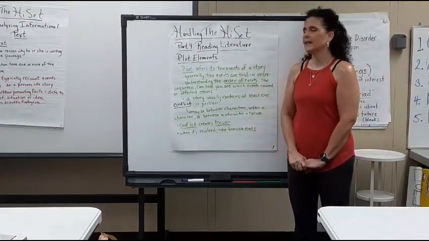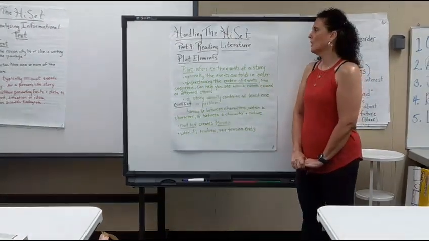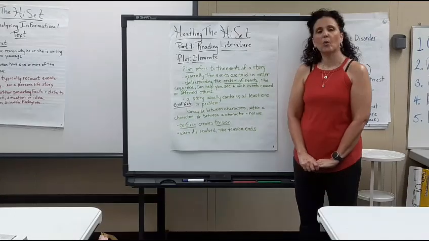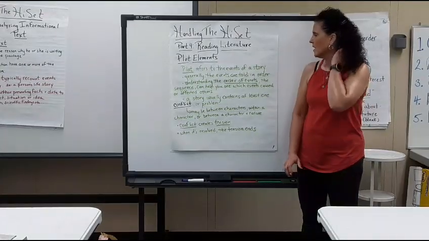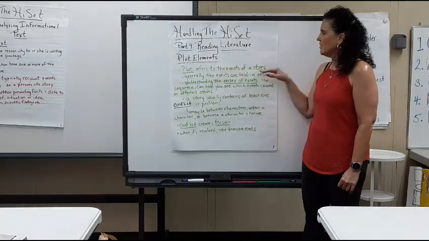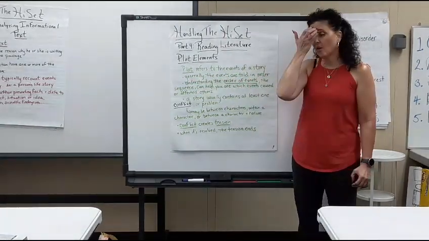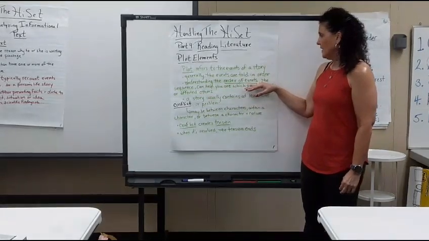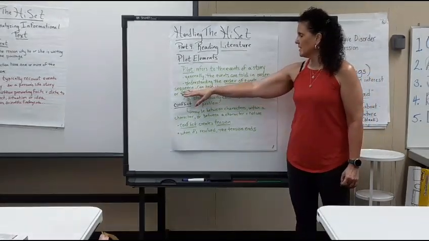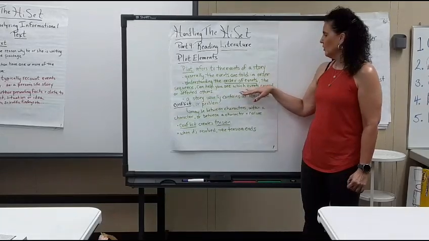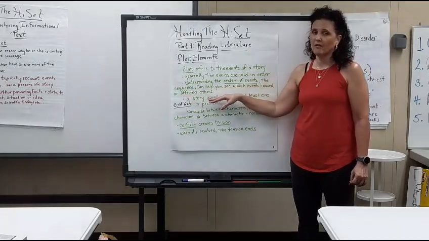Today we're looking at handling the HiSet Part 4, Reading Literature. The first thing we're going to look for are plot elements. The plot refers to the events of a story generally. The events that are told in order, and we're understanding the order of events. That would be the sequence, and they can help you see which events caused or affected other events.